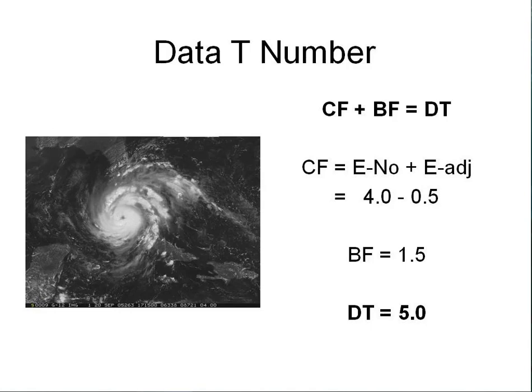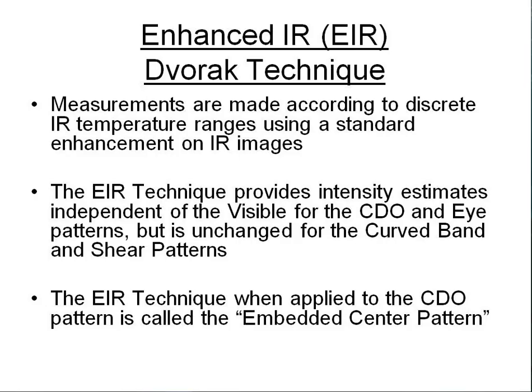This completes our discussion of T-number assignment with visible images. And now we'll move on to deriving T-numbers from IR images. We refer to this as the EIR analysis of the Dvorak technique. This is because a specific image enhancement is used. Enhanced IR technique is an important complement to the visible technique for CDO and eye patterns. It is more objective and it's less qualitative. It also allows for Dvorak estimates during nighttime hours.